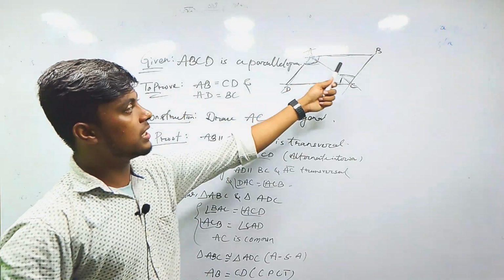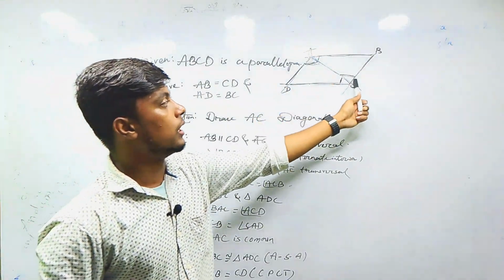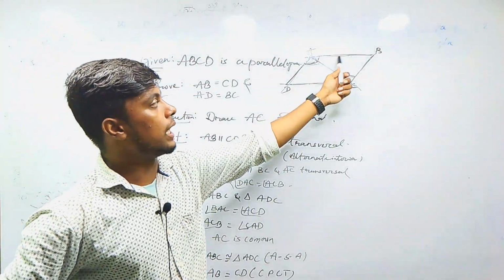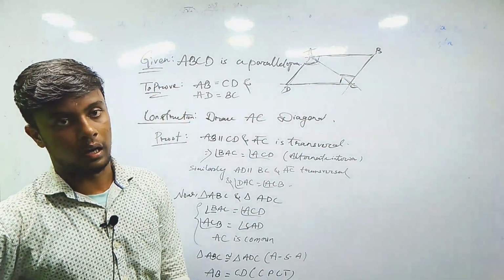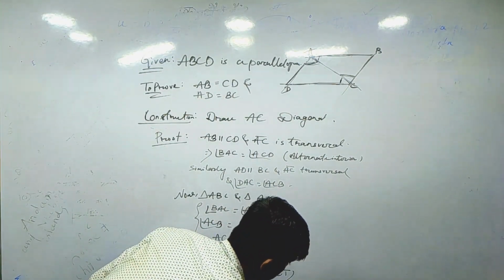What do we do? Given that ABCD is a parallelogram, we construct a diagonal AC and then we simply prove these two triangles congruent. Therefore, AB and CD and BC and AD become equal by corresponding parts of congruent triangles. So, we will write proved.